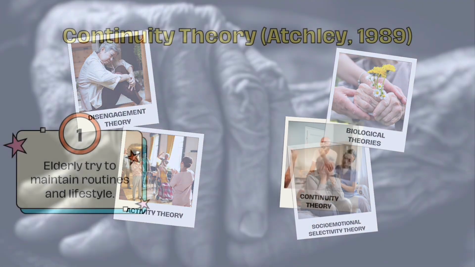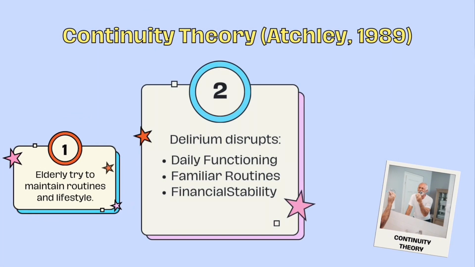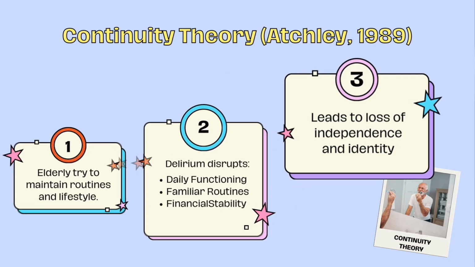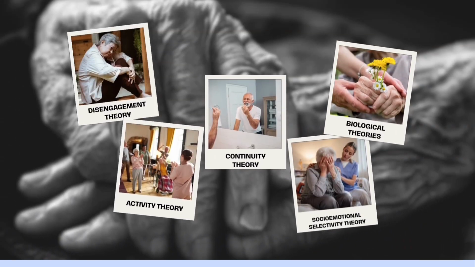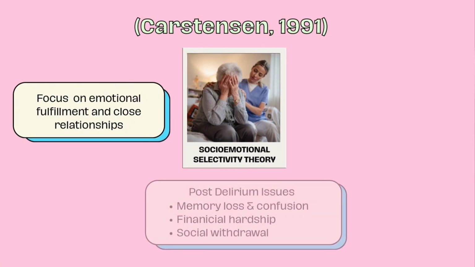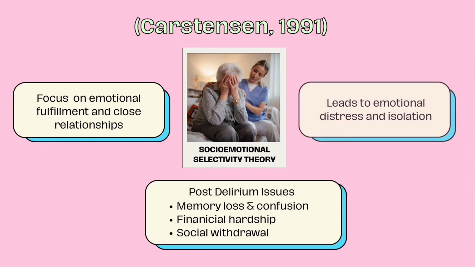According to continuity theory, seniors prefer to maintain familiar routines. Delirium disrupts their daily life and adds unexpected medical costs, reducing independence and stability. Next is socio-emotional selectivity theory. This theory says elderly people value deep emotional relationships, but after delirium there are confusion and financial strain. Due to that, it can lead to isolation and a loss of meaningful social bonds.